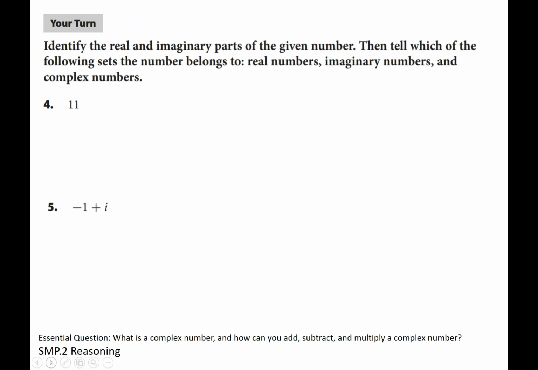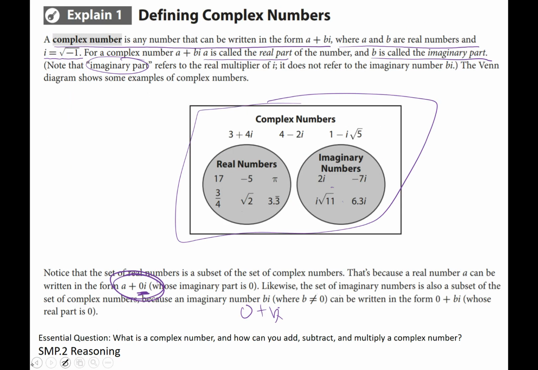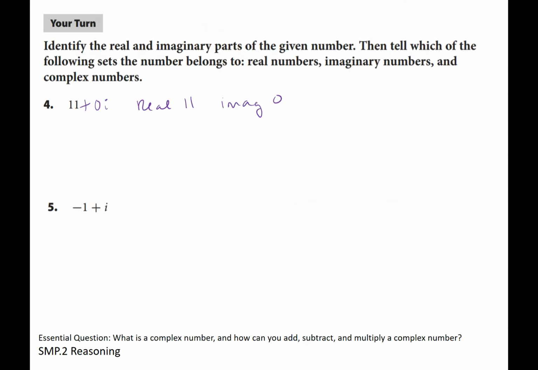All right, now you've got to try it. I would pause the video and try it real quick. So let's see, this one here, I'd probably rewrite it as 11 plus 0i. So we know that the real part is 11 and the imaginary part is 0. So since the imaginary part is 0, it belongs to 2 sets of numbers. It belongs to the real numbers and the complex numbers. And sorry, that's an R.